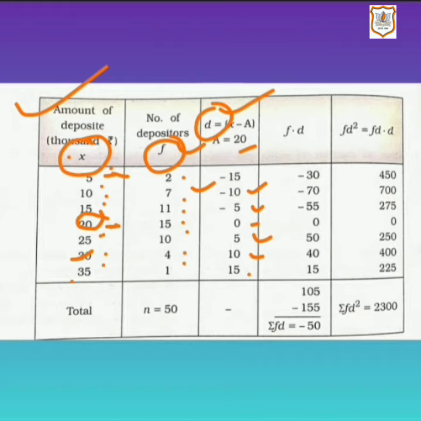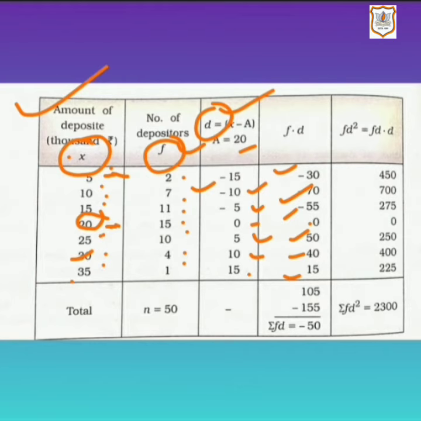So 2 into minus 15, that is minus 30. 7 into minus 10, that becomes minus 70. 11 into minus 5, that is minus 55. 15 into 0, that is 0. 10 into 5, that is 50. 4 into 10, that is 40. 1 into 15, that is 15.